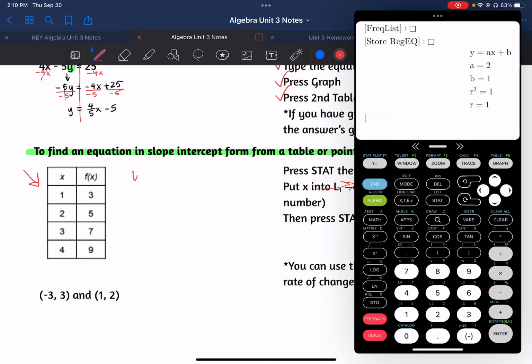Our equation should be in slope-intercept form, which is y equals mx plus b. So what is my slope? My slope is usually my m, but in this case it's my a, so we have 2x. And then my b in this case is plus 1. And then bam, I'm given my equation, just like that.